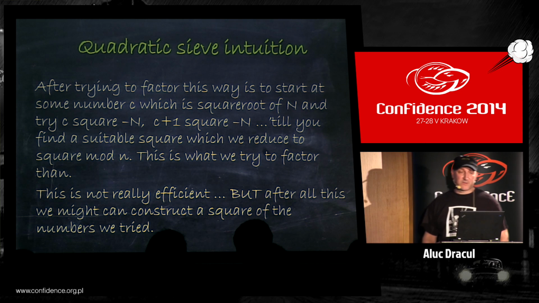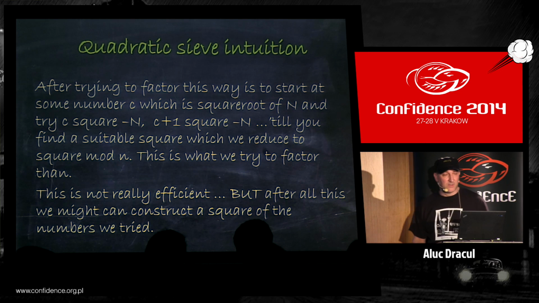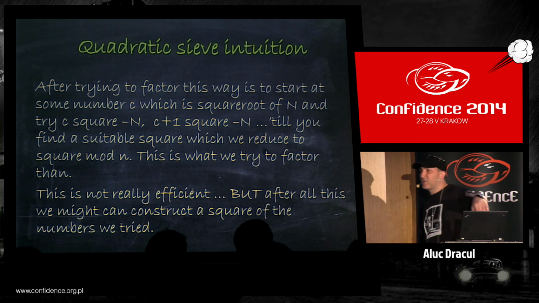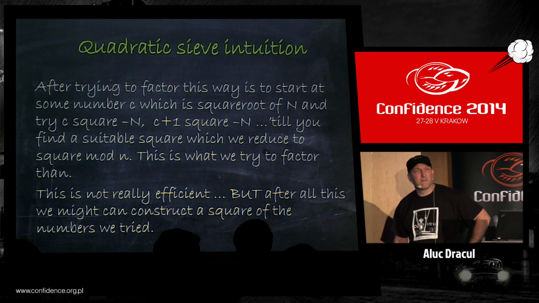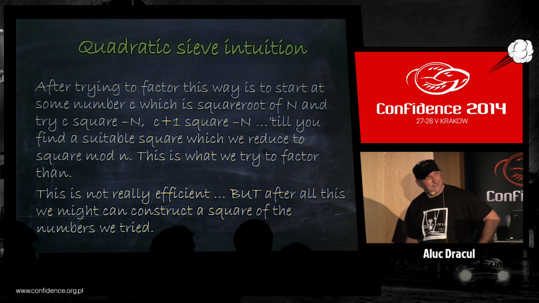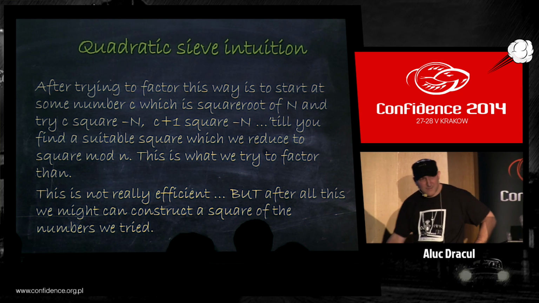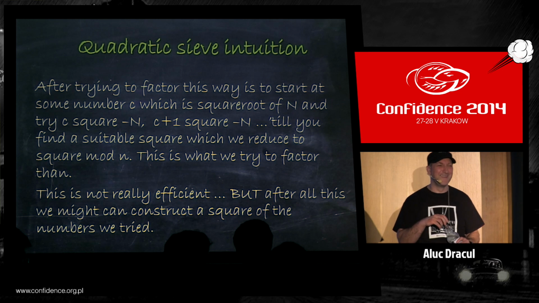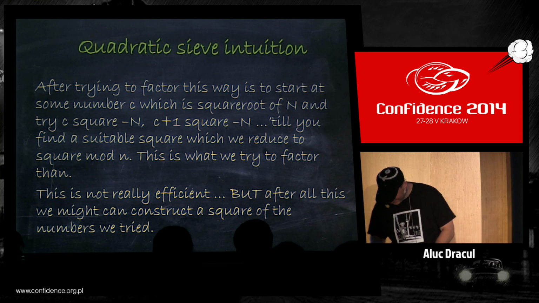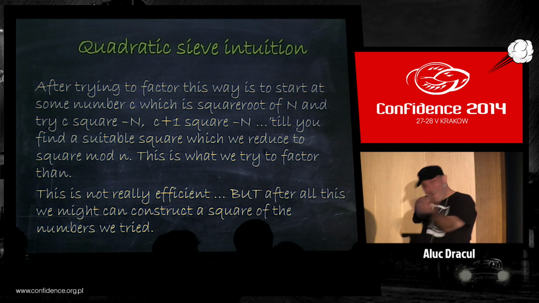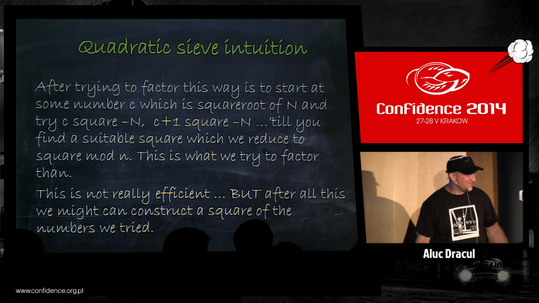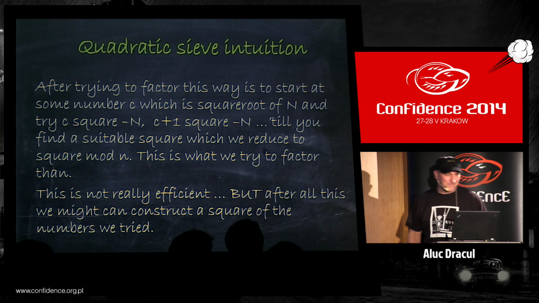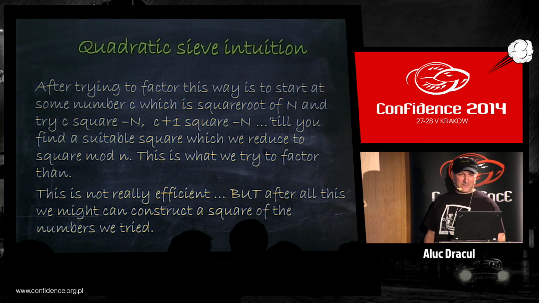To try to factor this way, start at a number c, which is a square root of n. I first... Get this guy in here. I got something to shoot him. What the hell? The Snickers now say, I shoot you all. Well, wait a minute. Oh, okay.